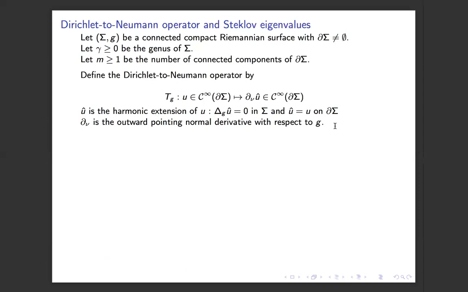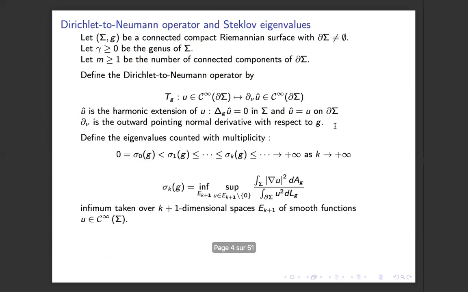But since the surface is compact, like for the Laplacian, we have a sequence of eigenvalues which represents the spectrum. The first eigenvalue is equal to 0. It is associated to constant functions. And the other ones are positive because we are on a connected surface. And they go to plus infinity as the index goes to plus infinity.